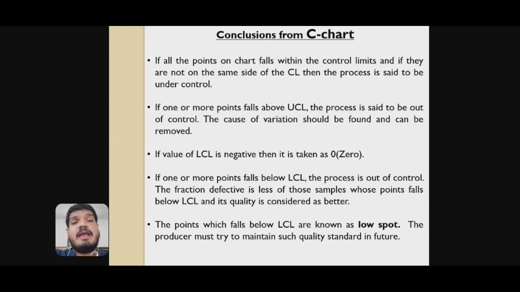Okay, it is the same as P and NP chart. So in short, in P, NP and C chart, if you get the value of LCL as negative, then you have to consider it as 0, right? If one or more points fall below LCL, the process is out of control and the fraction defective is less for those samples whose points fall below LCL, and the quality is considered as good or better quality. The points which fall below LCL are considered as low spots.